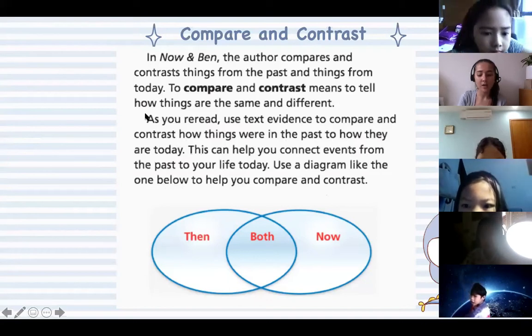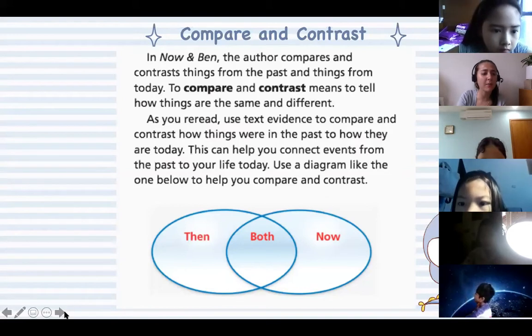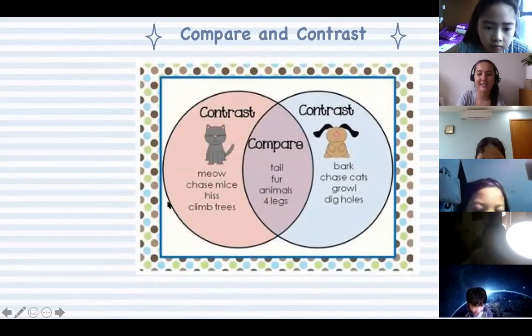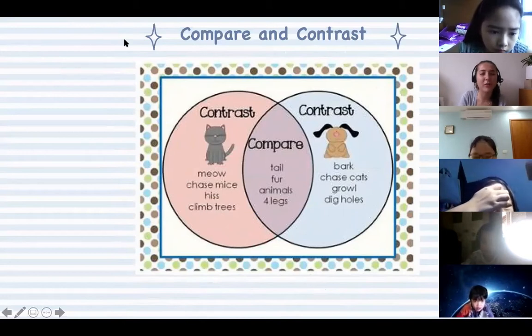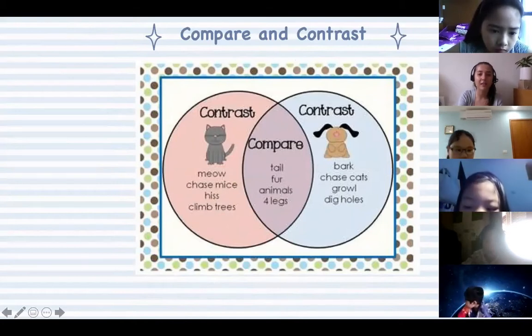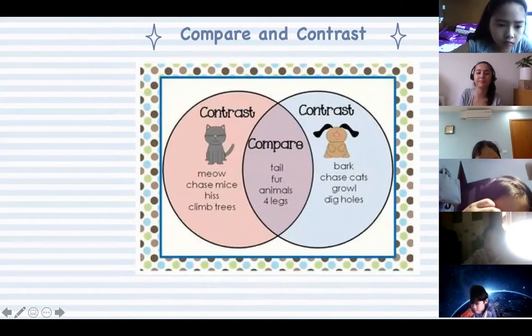Okay, so today is all about comparing and contrasting. When we talk about comparing and contrasting, we can look at something called a Venn diagram. So this circle diagram is called a Venn diagram, and I'm sure that you have learned about these in math before. So Venn diagrams help us compare and contrast. So have a look at this little diagram before we get started with our reading.